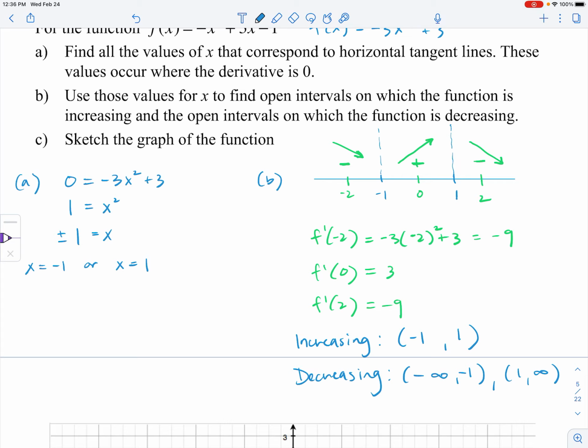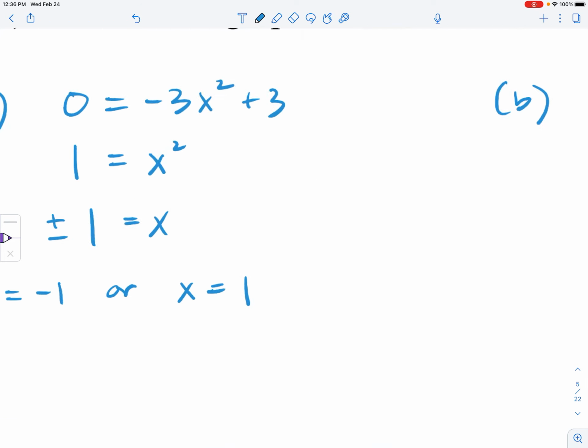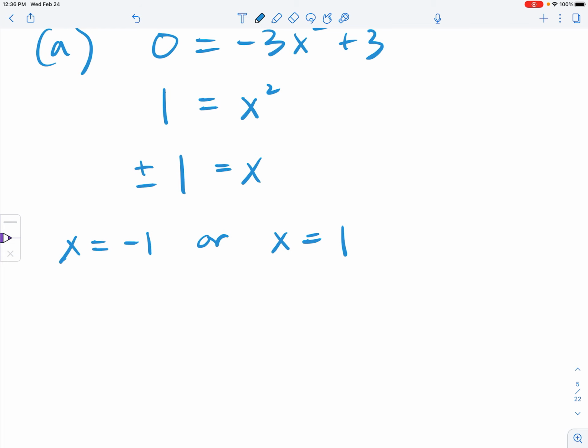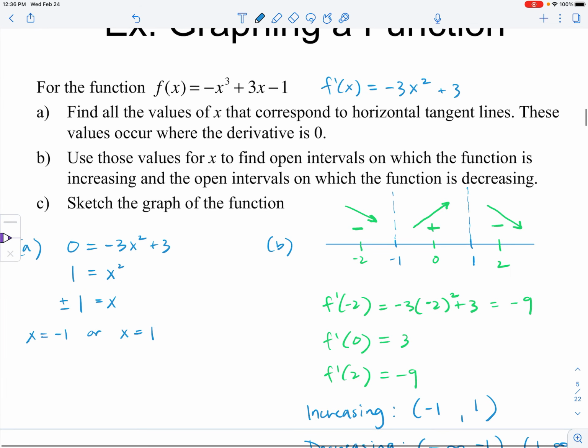So now in order to do part C and sketch the graph of the function, I know where the function is increasing and decreasing, and that's really helpful. But I'm going to plot 2 points. And the 2 points that I'm going to plot are where the graph is changing from increasing to decreasing and decreasing to increasing. So in order to find the y-coordinates that go with the x-coordinates where I had the horizontal tangent lines, I'm going to plug those values into the original function.